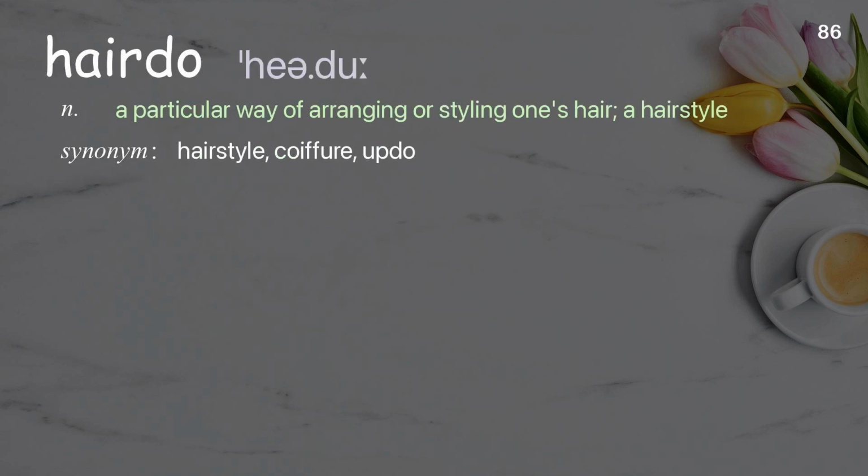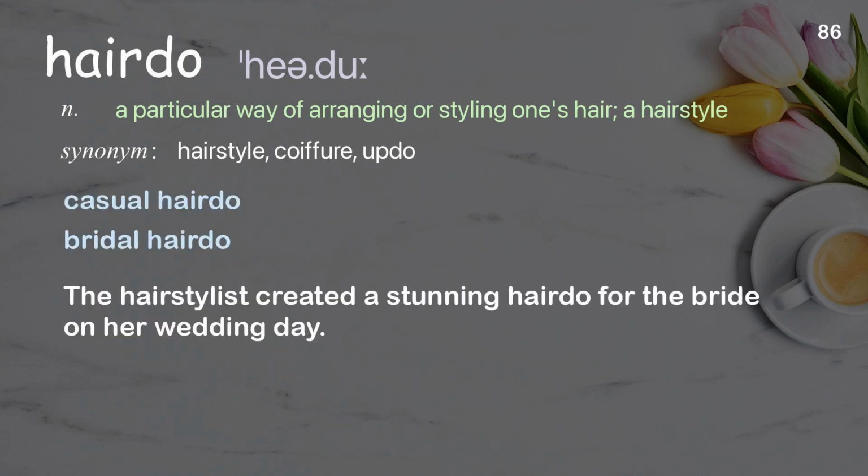Hairdo. A particular way of arranging or styling one's hair, a hairstyle. Examples. Casual hairdo. Bridal hairdo. The hairstylist created a stunning hairdo for the bride on her wedding day.